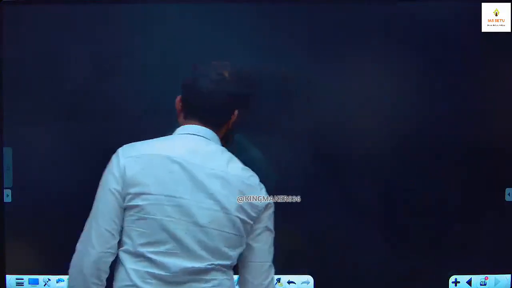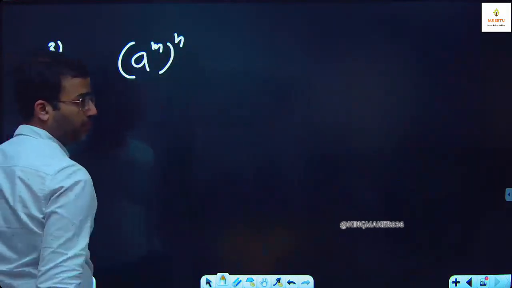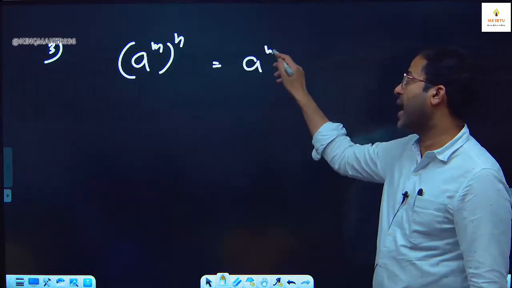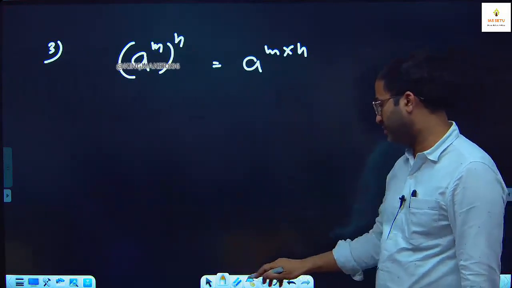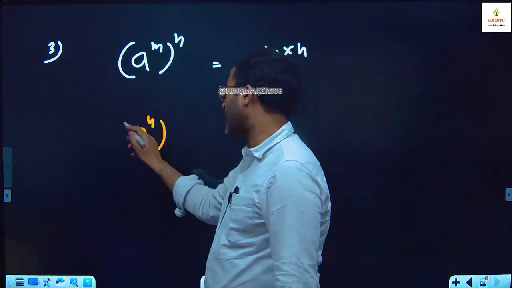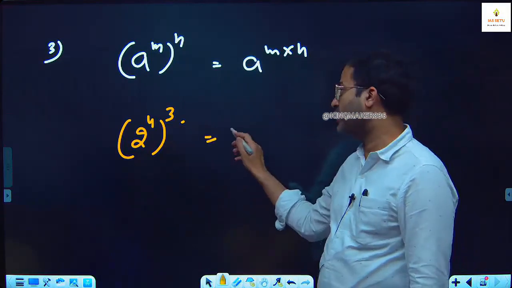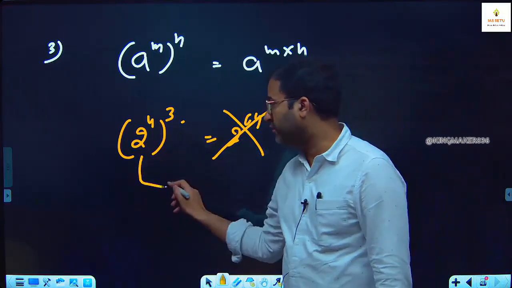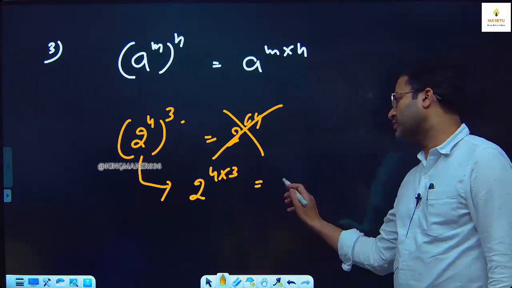Now third rule. a is to power m bracket n is equal to a is to power m into n. Some students they do mistake in this. Like here, for example, if I ask you 2 is to power 4 bracket 3. Some students they think it is 4 cube and 4 cube is 64. They write 2 to the power 64, but it is wrong. According to rule, it will be 2 is to power 4 into 3. And what is 4 into 3? 12. So your answer is 2 is to power 12.